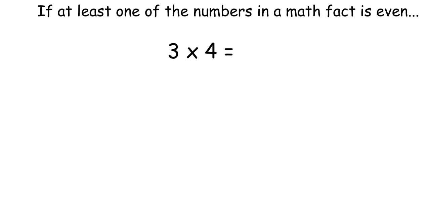But anyway, keeping in mind that 2, 4, 6, 8, and 0 are even numbers, we're going to look at this fact here, 3 times 4. Now, most of us know that 3 times 4 is 12, so I'm just going to give you that answer right away. However, let's say you're at a point where you don't know what it is.